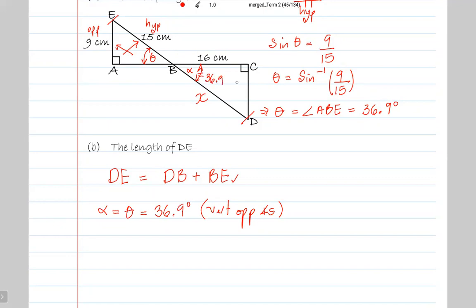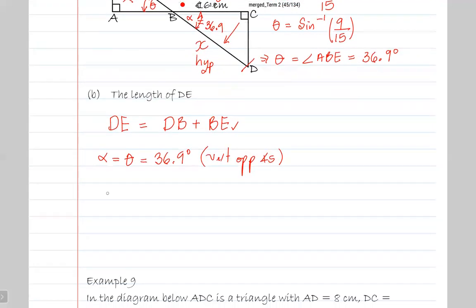Stay with me. Now that I know that this angle now is 36.9, I can say that x here is the hypotenuse. The side in front of alpha here, DC, would be opposite. Therefore, the 16 centimeters is adjacent. Then I'm going to ask myself, which trig ratio includes adjacent and hypotenuse? And the answer to that question is cosine. So I'm going to say cos is equal to adjacent over hypotenuse.